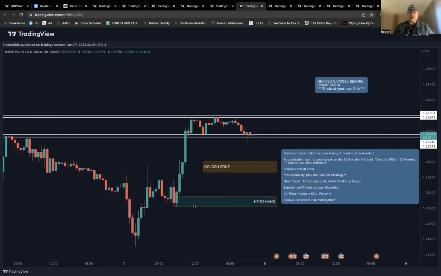Again, this is the 30 minute, and on the 15 minute, this is the demand zone. And then we have a golden zone, which is this move from here to here. We don't really have a retracement below the 23.6. But if it's going to retrace, this is where the golden zone would be. Okay, so this is what we ended up with.